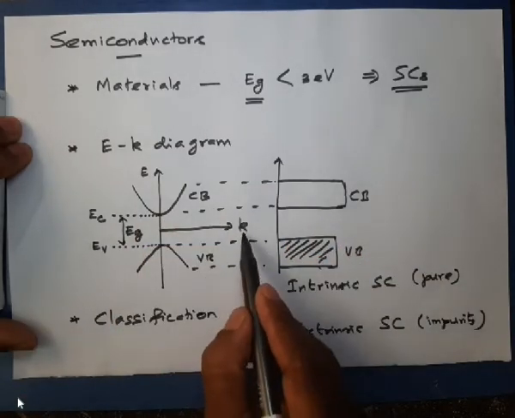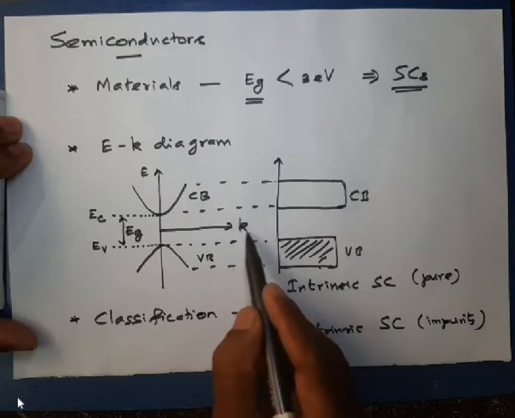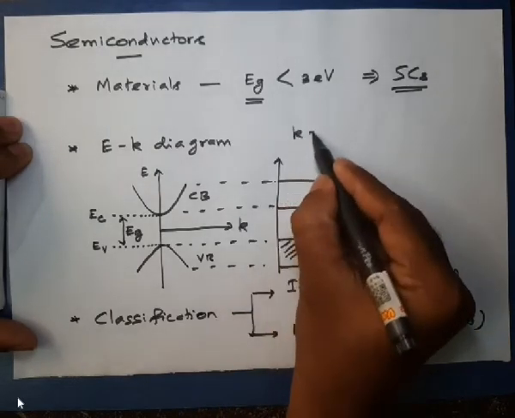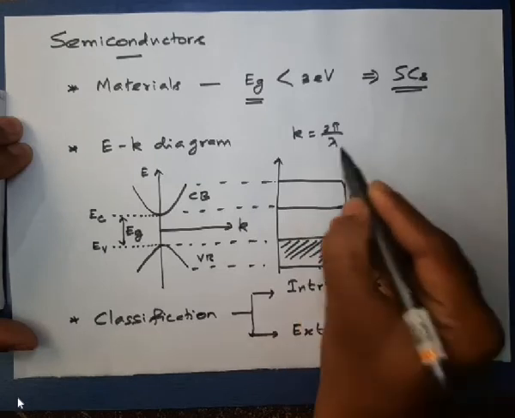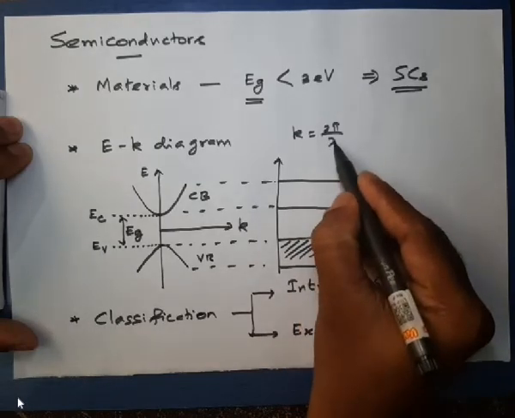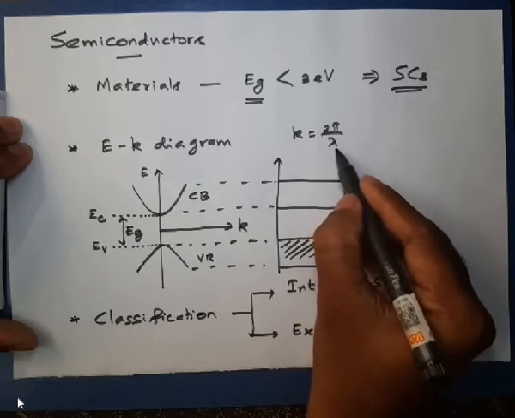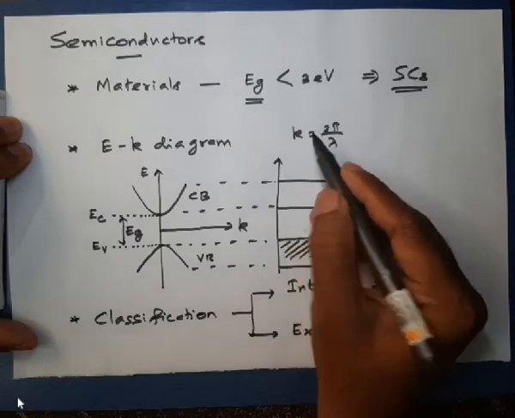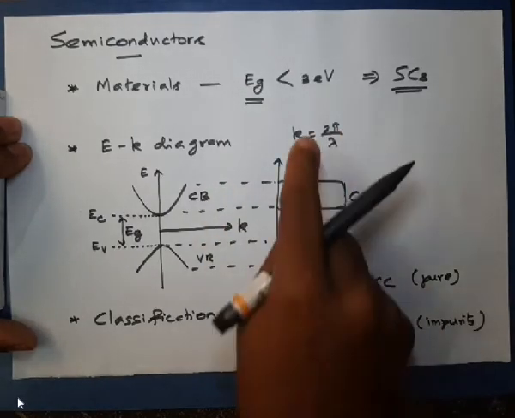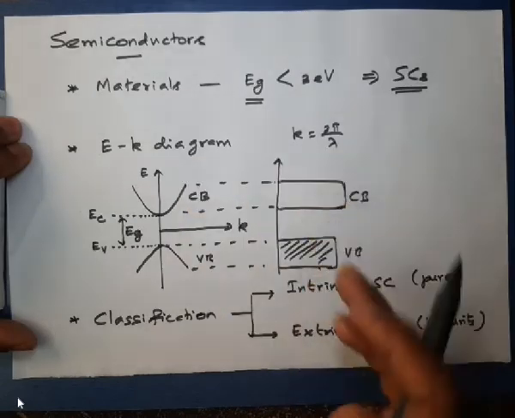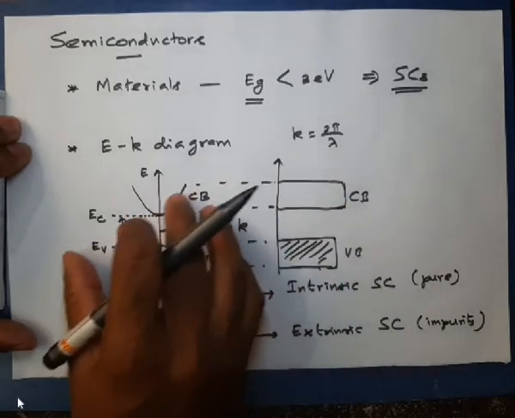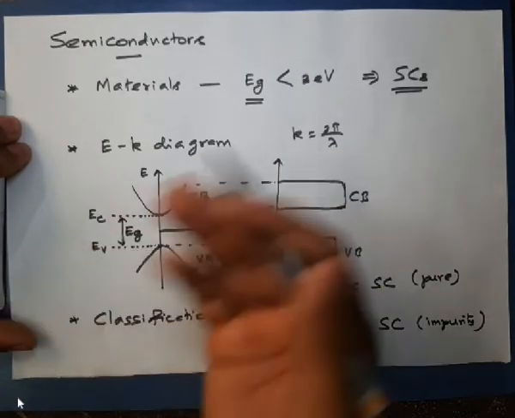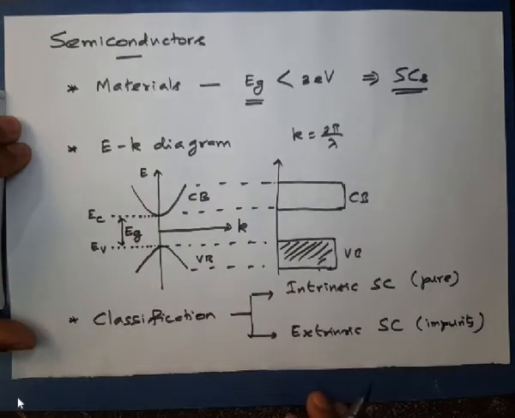Why am I saying reciprocal space? Because you know very well k is nothing but 2 pi by lambda. Lambda is the wavelength. Since wavelength is in the denominator, k is called reciprocal. So the unit of k is the reciprocal of length. So this diagram corresponds to the reciprocal space.